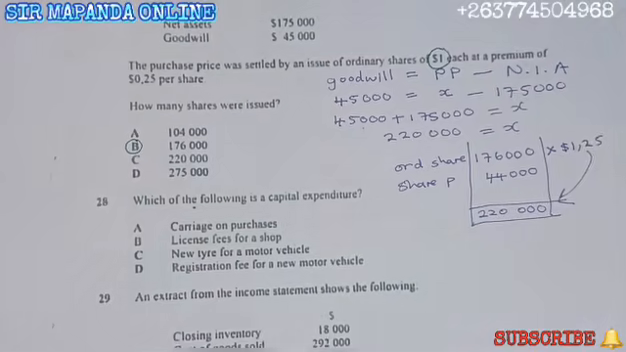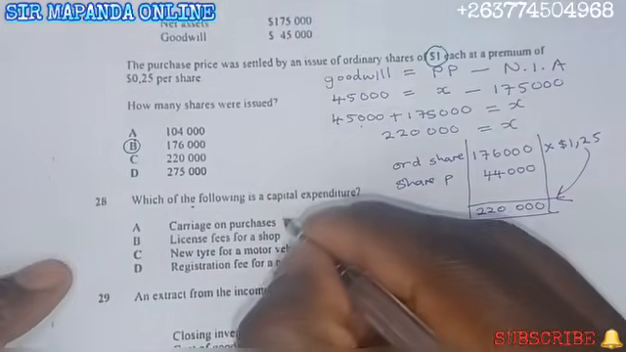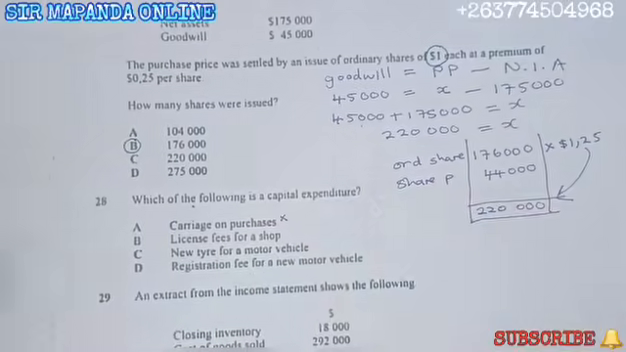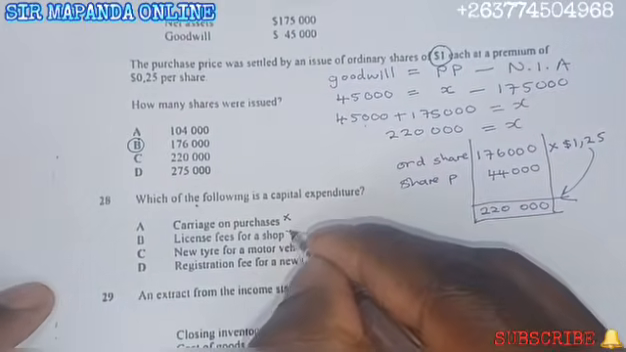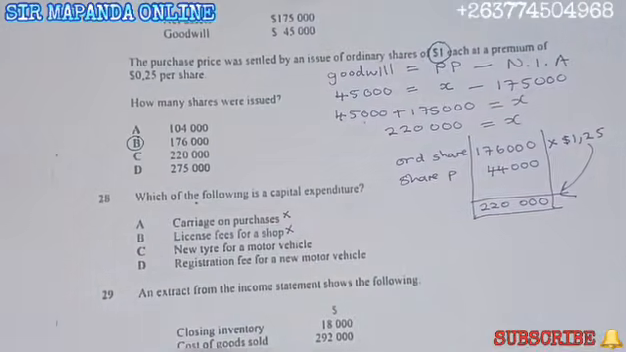Which of the following is a capital expenditure? Carriage on purchases? No. This is a revenue expenditure. License fees? No. It is a revenue expenditure. Why? Because license is paid at a regular time interval. It can be paid quarterly, so it becomes a day-to-day thing. So it's a revenue. New tire for a motor vehicle?